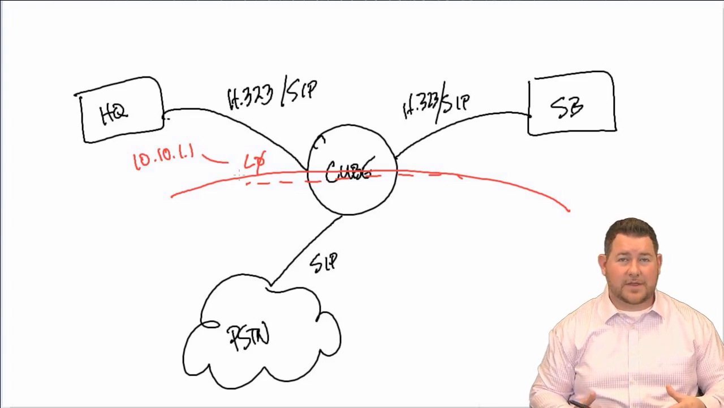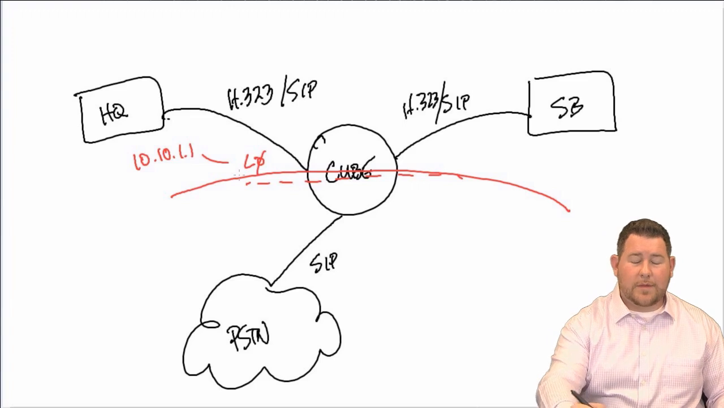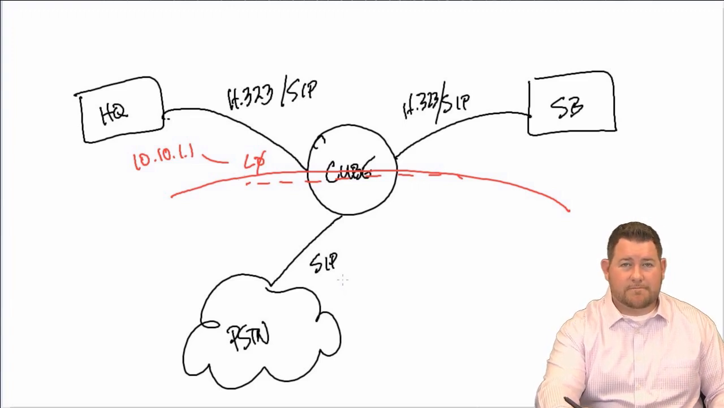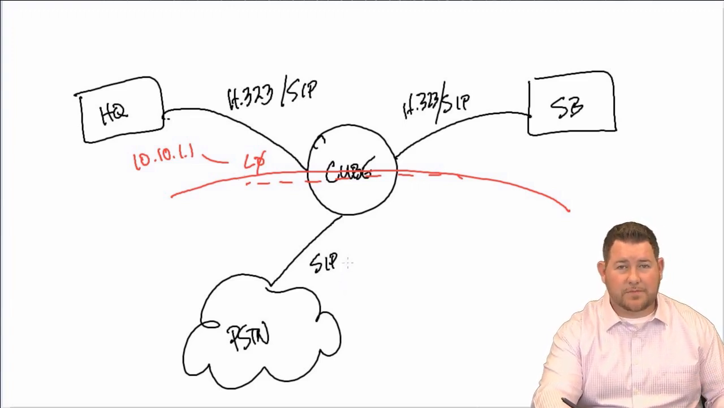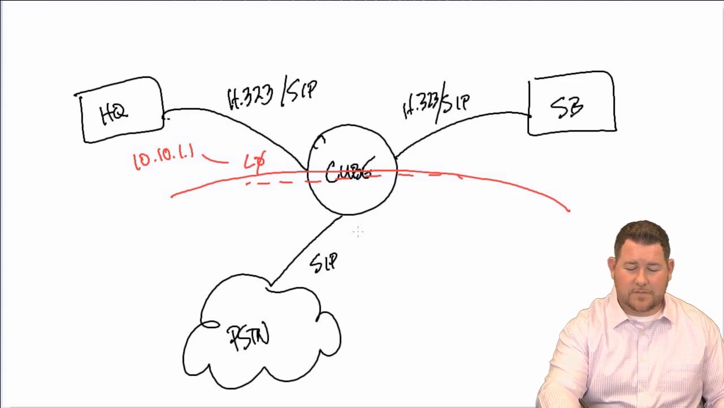That's the IP that we've configured for that. Well, maybe the PSTN is going to interface with a public IP address. So let's say that the Cube IP address is just 8.8.8.8, which it's not. That's the Google DNS server. But let's just say that that's our Cube public address.